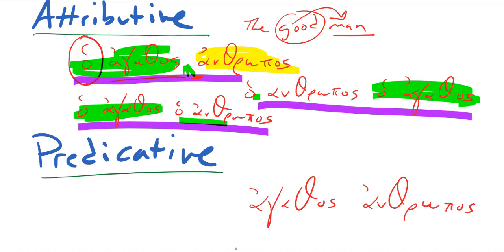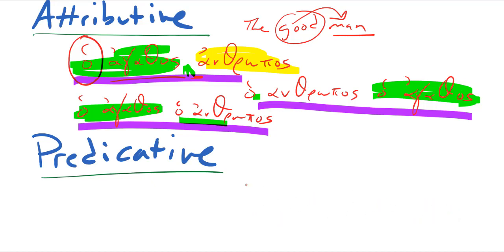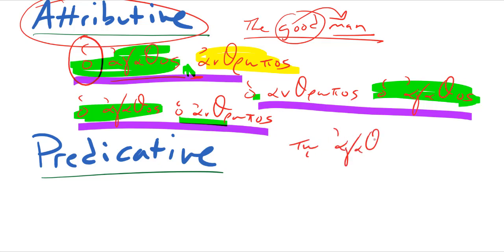So that will sometimes occur without the article. In such a case, neither one will have the article in front of it, okay? So the attributive use, equivalent to the good man. And this doesn't just occur in the nominative, right? If we say to the good man, it would be agatho anthropo, right? To the good man.